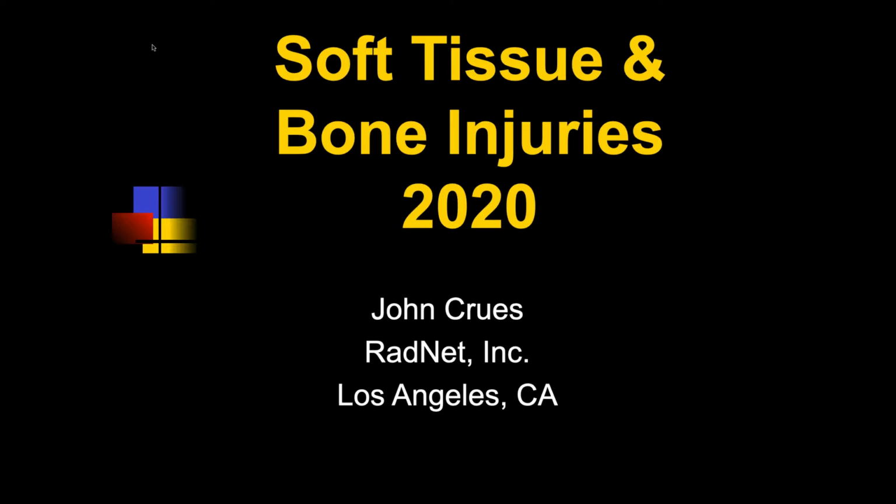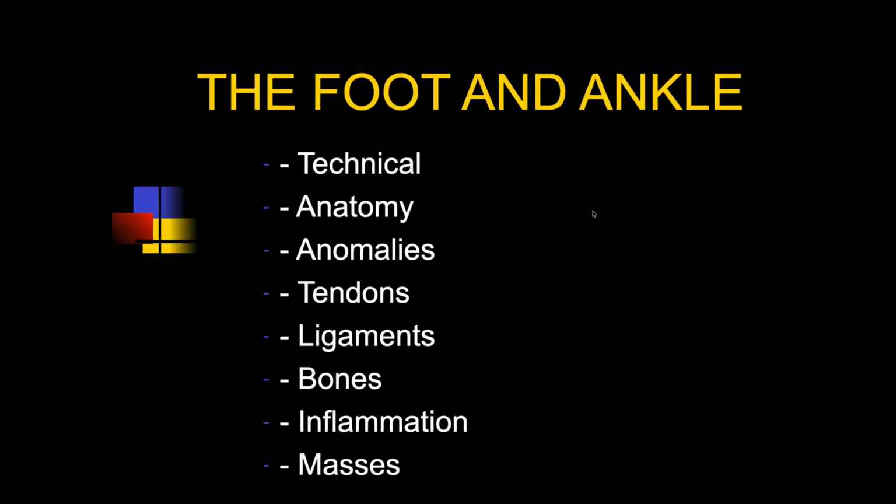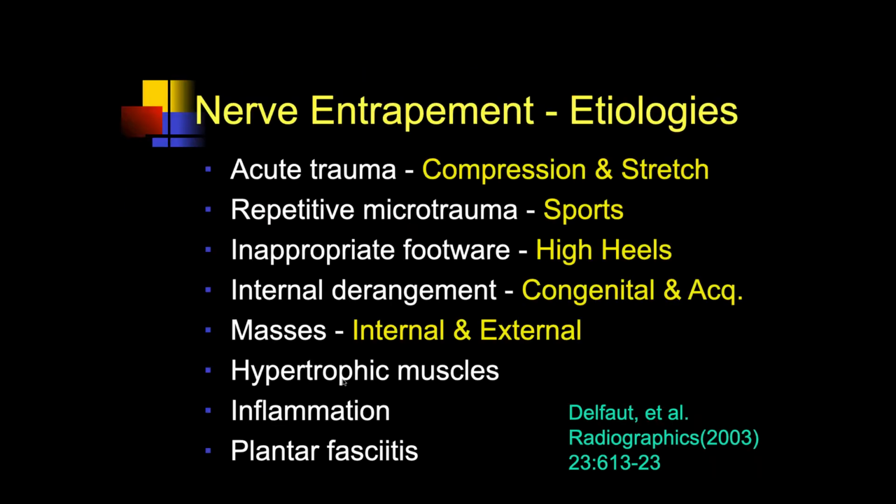So we'll move on to a new topic today. We'll look at soft tissue and bone injuries. So far we've looked at all these kind of things, and now we're down here through ligaments and looking at the bones. So let's start with nerve entrapments.